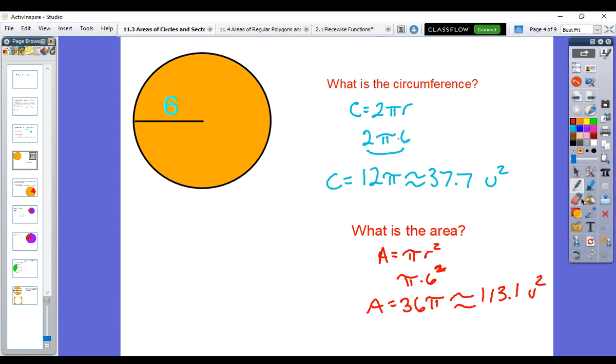I put squared up here for the circumference, and that's wrong. I'm sorry. It's just units because it's not two-dimensional. My bad. It's just units. But right here is units squared.